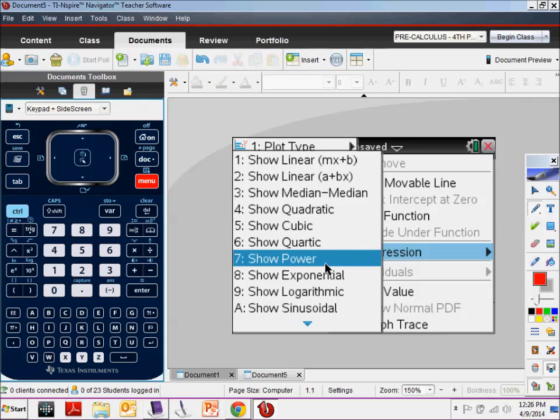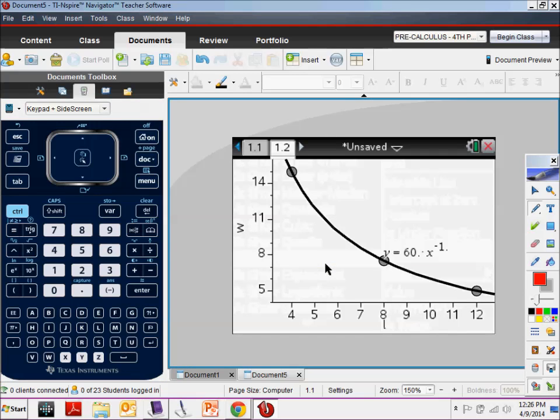The reason we know it's a power function, guys, is because what did we get for our answer when we did the equation by hand? 60 divided by x. And what is the power of that x if I wanted everything in the negative? Negative 1. That is why it's a power function.